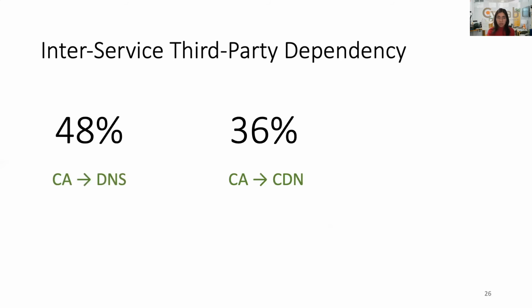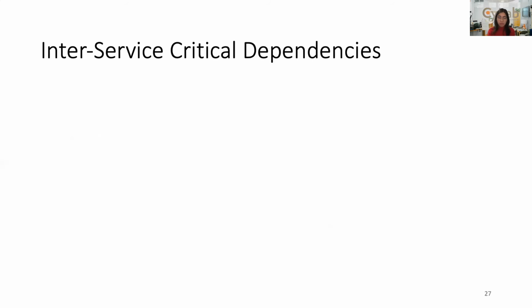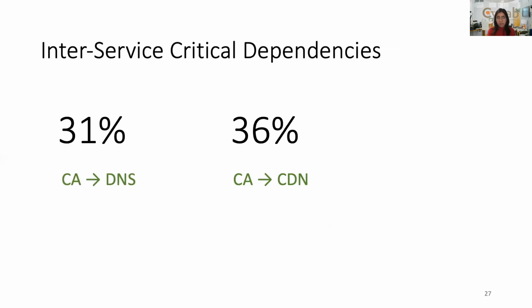In case of CA to DNS dependency, we found that out of the 59 CAs that we observed, 48% of them use a third-party DNS provider. In case of CA to CDN dependency, 36% used a third-party CDN provider. Moreover, out of the 86 CDNs that we observed, we found that 36% use a third-party DNS provider. Hence, third-party dependencies are also prevalent among service providers. In case of critical dependencies, we found that 31% of certificate authorities relied on a single third-party DNS provider, 36% relied on a third-party CDN provider, and 17% of CDNs relied on a single third-party DNS provider.